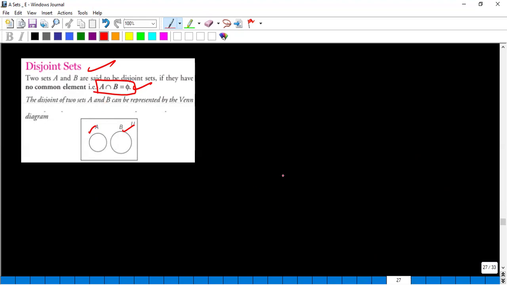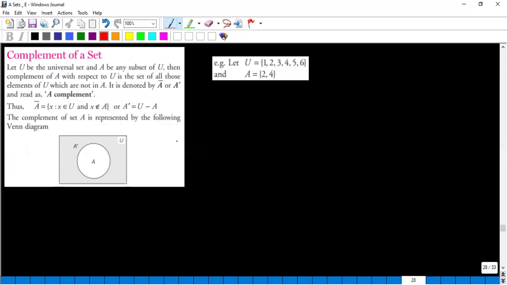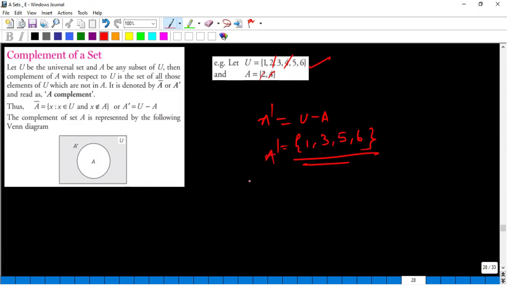Union, intersection, minus, symmetric difference we have seen. Then what is the complement of a set? Observe the example, so you will get the basic idea. Definition is there and the notation is there. I have set A: 2, 4, and the universal set like this. Then A complement is U minus A, universal set minus that particular set. Remove 2 and 4. You will get 1, 3, 5, 6. This is A complement.